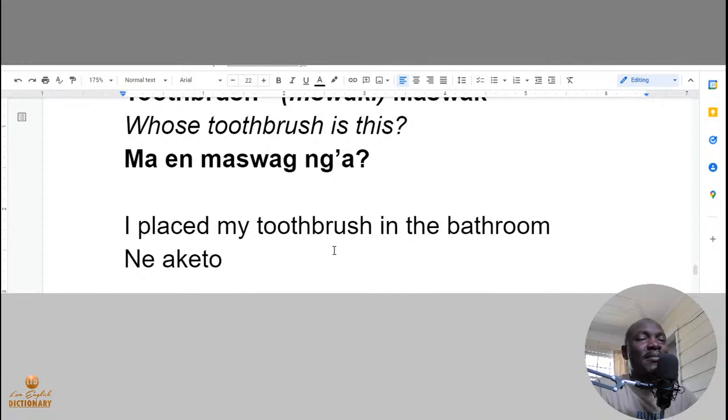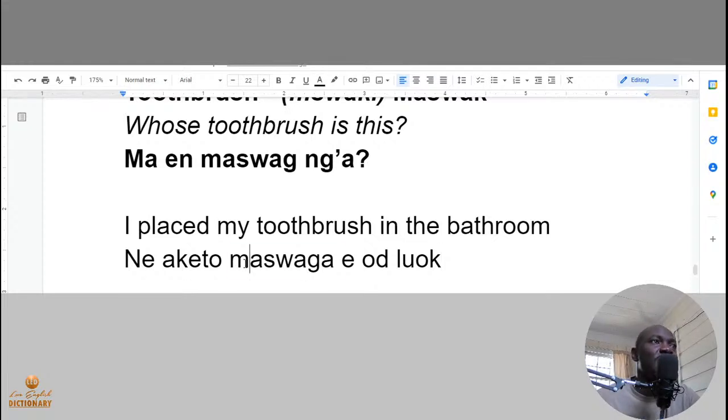I did. It's something that happened in the past. Ne a keto maswaga. Because it's mine. Maswaga. Ne aketo maswaga e od luok. In the bathroom. So I placed my toothbrush in the bathroom.